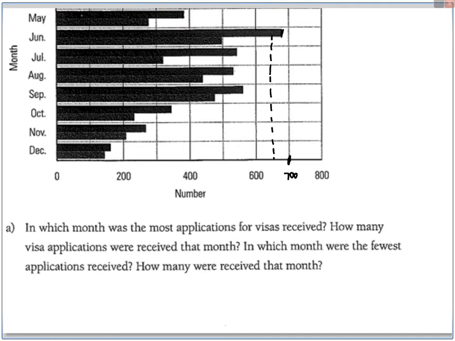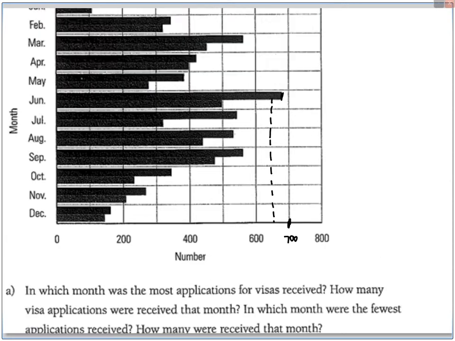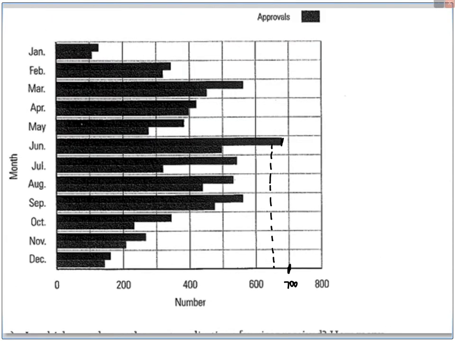In which month were the fewest applications received? So now we're looking for a minimum. Where's the smallest bar? Is it December? Yeah, it's definitely January. Okay, so January. And it's just past the first increment, which is 100. So just over 100, but less than probably 150, right? So probably like 120, 125, something like this.